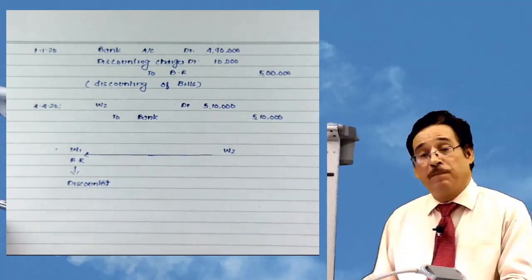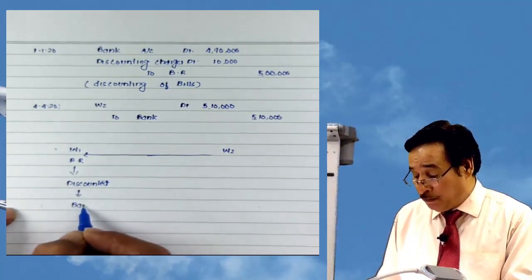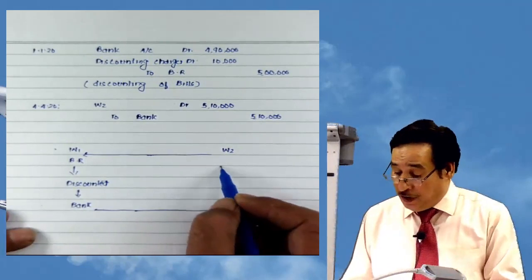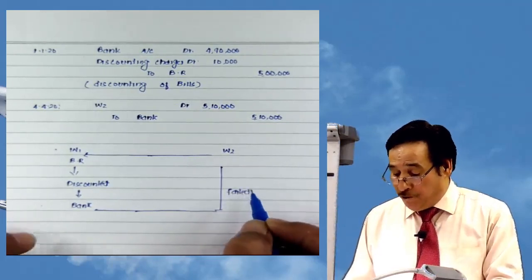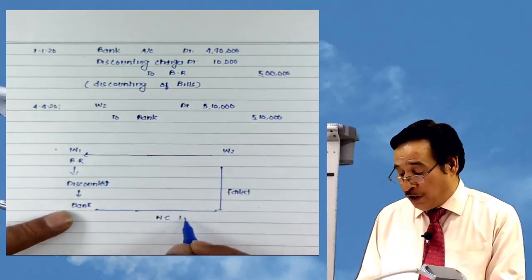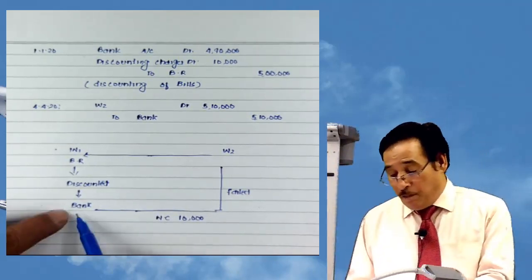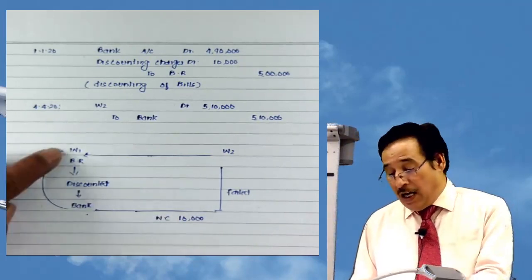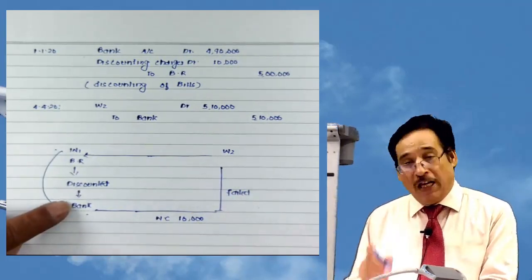Because we discounted the bill, now this bill is in the hands of the bank on the maturity date. On the maturity date, the bank goes to W-2 and asks them to pay the money. W-2 failed. Because W-2 failed to pay, the bank will have to prove that they did not receive money. For the same, they will have to pay noting charges of 10,000. They paid noting charges of 10,000. Then only it will be proved that the bank did not receive the money. Now the bank will take this bill to W-1 and ask W-1 to pay them 5 lakh, the amount of the bill, plus the 10,000.